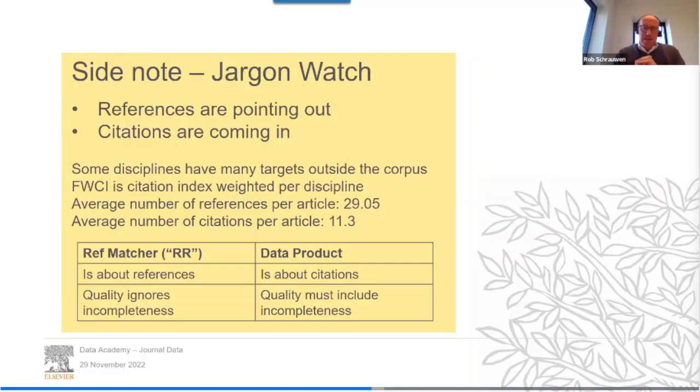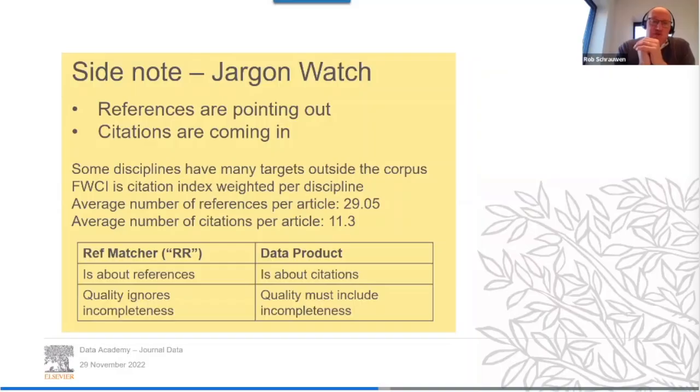The reason why this is so incredibly important is the difference between the capability and the data product. The reference matcher that does all these references and tries to find the destination is about references, but nobody is interested in clicking on a reference. Our customers are interested in knowing how often this article is cited. So the data product is not about a whole data set with targets. It is about articles with incoming articles. How many articles? That is what the quality should be about.